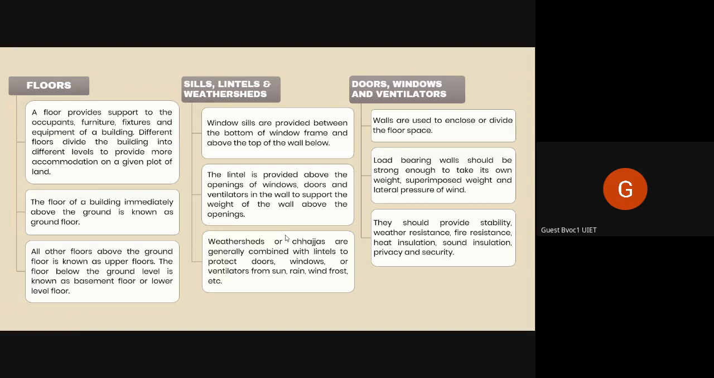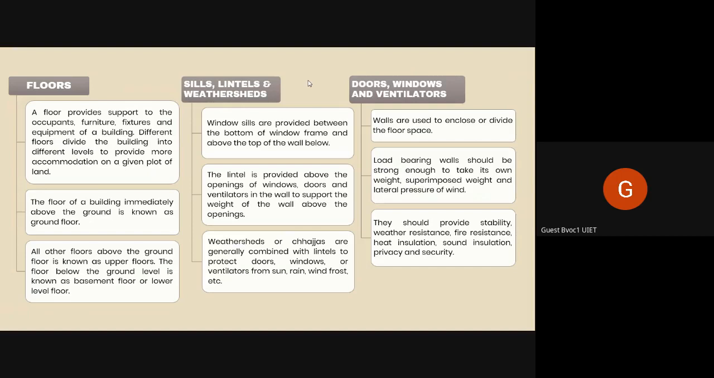If more than 2/3 of the height of a floor is inside the ground, then it's called a basement. If it's only half inside the ground, half above, or maybe less than that inside the ground, then it's called a lower ground floor. Any doubts? No, no. Okay. And then sills, lintel, and weather sheds.